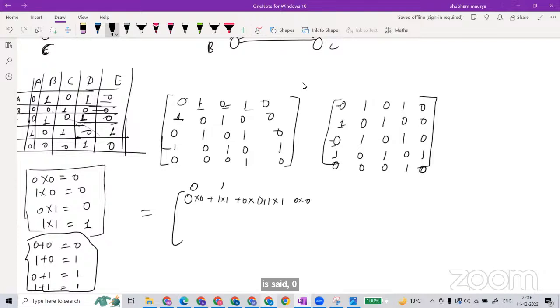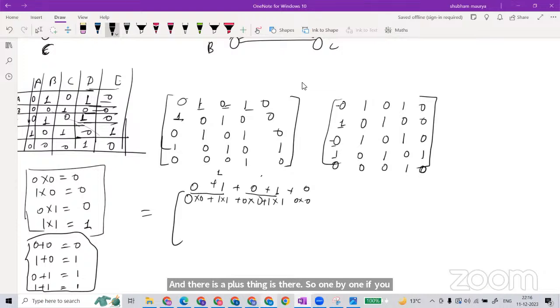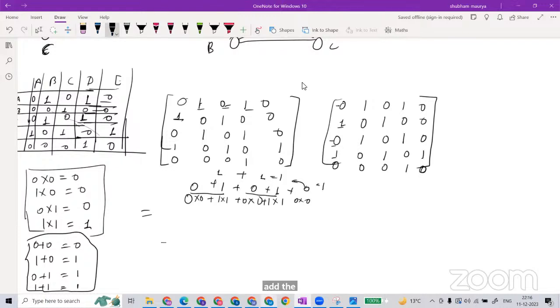So this is going to be 0, this is 1, this is 0, this is 1, and this is 0. And there is a plus between them. So 1 plus 1, if you add, this is going to be 1. And if you add this, this is going to be 1. And 1 plus 1 is going to be 1. And then add this 0, finally this entry is going to be 1. Similarly, you can do the multiplication. Okay, this way you will do multiplication.